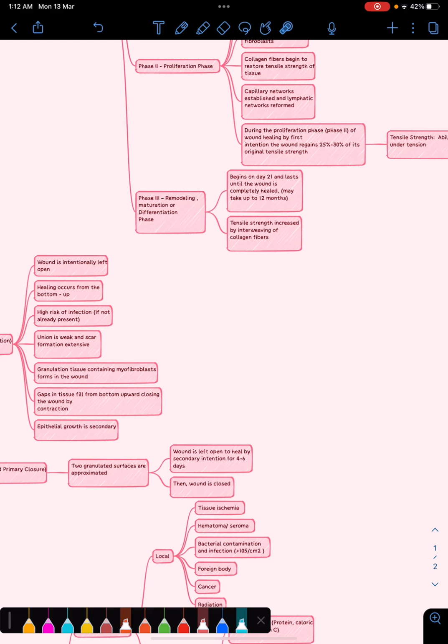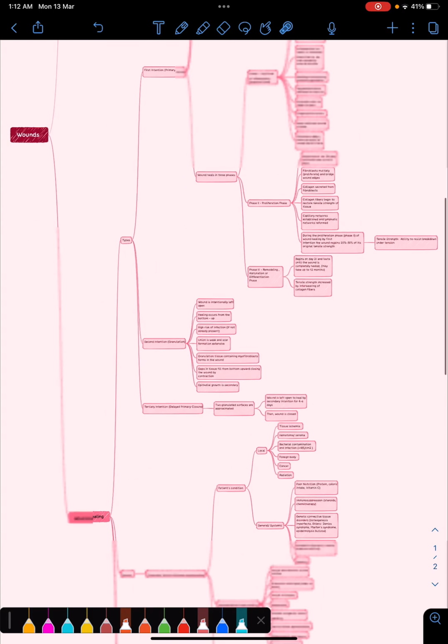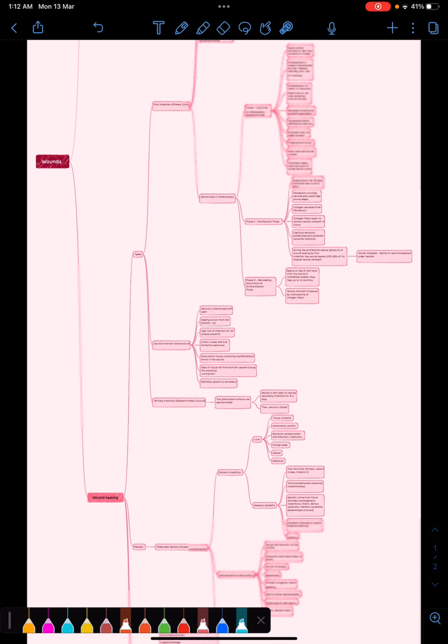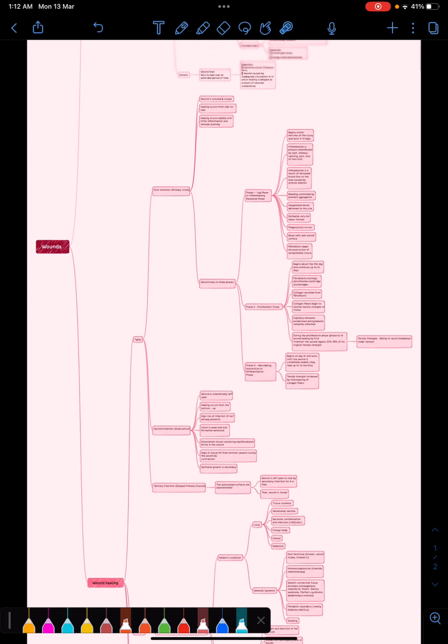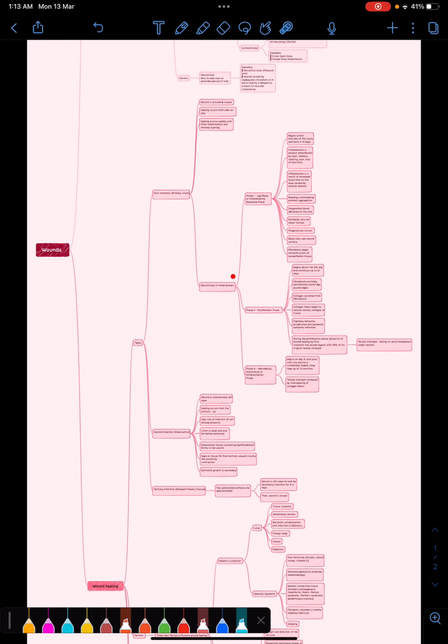Okay, the remodeling, maturation, or differentiation phase begins at day 21 and lasts until the wound is completely healed. It may take up to 12 months, and tensile strength increases by interweaving of the collagen fibers, which forms a network. So this is basically the first intention. The wound healing undergoes three phases.